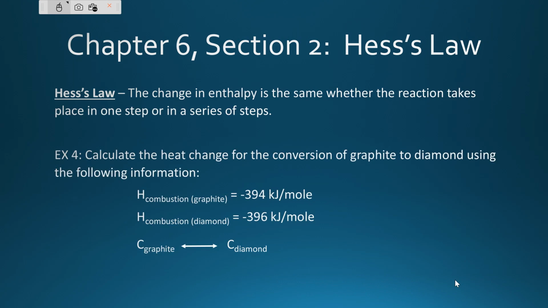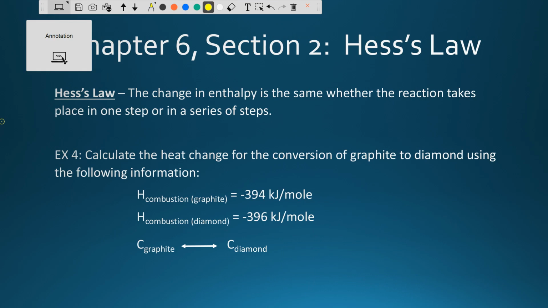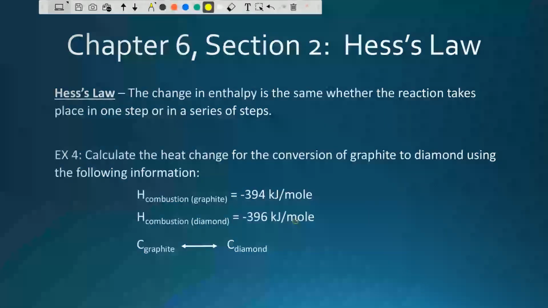Let's take a look at a simple example of this with the combustion of carbon into graphite, and then that graphite will also form my diamond. Typically, when we see examples like this, we'll be given how much energy it takes to do a single step, and then we'll apply Hess's law to this.